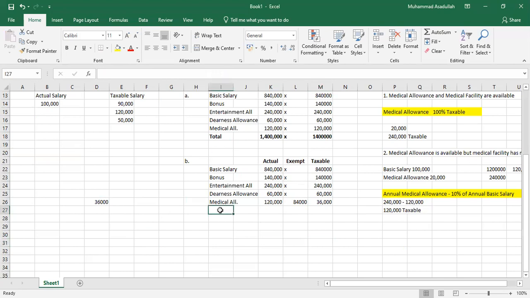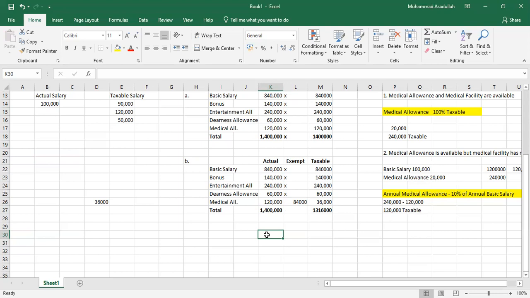So when you calculate the actual and taxable values, they will be different. The actual is 1.4 million, however the taxable income is 1.316 million. So you can see that you have received an actual salary of 1.4 million, but the salary on which your tax will be deducted is 1.316 million. It is different due to the rules and regulations of the Income Tax Ordinance.